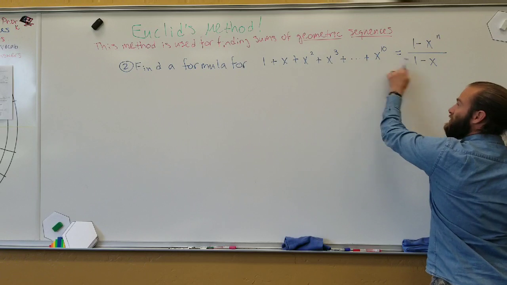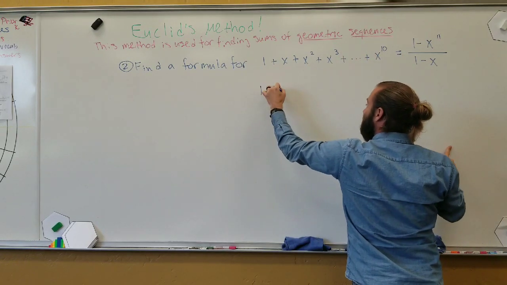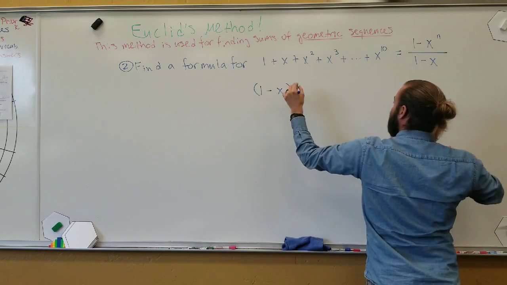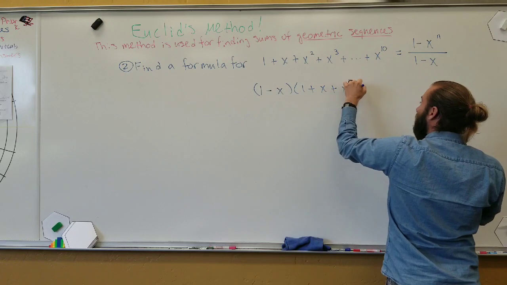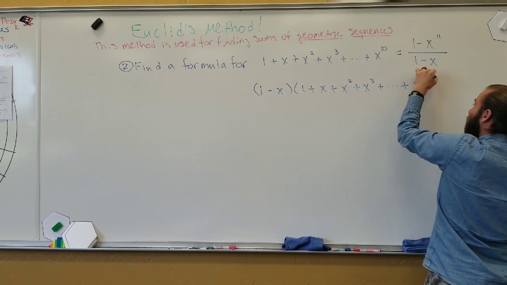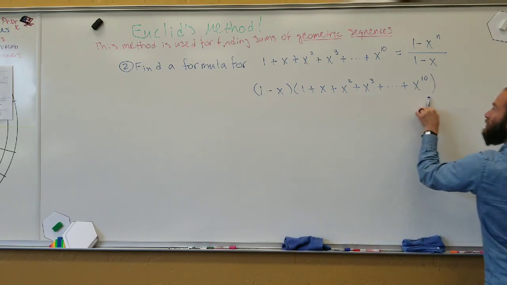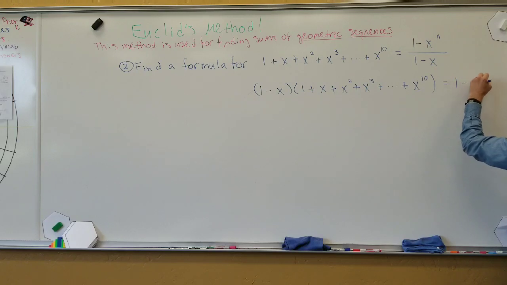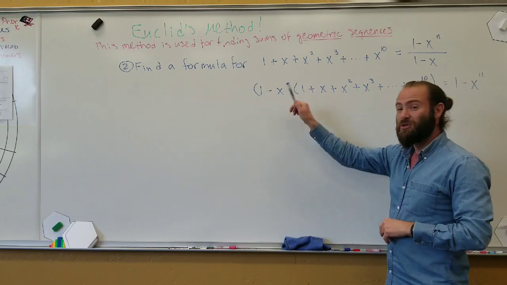That this is like a division relationship. If I multiply the denominator to the other side, it means that 1 minus x times 1 plus x squared plus x cubed, etc., all the way to the 10th. So 1 minus x times the whole thing should give me 1 minus x to the 11th. Now, this is cool because it turns out that Euclid's method is actually just kind of a tricky way to do distribution of the algebra.